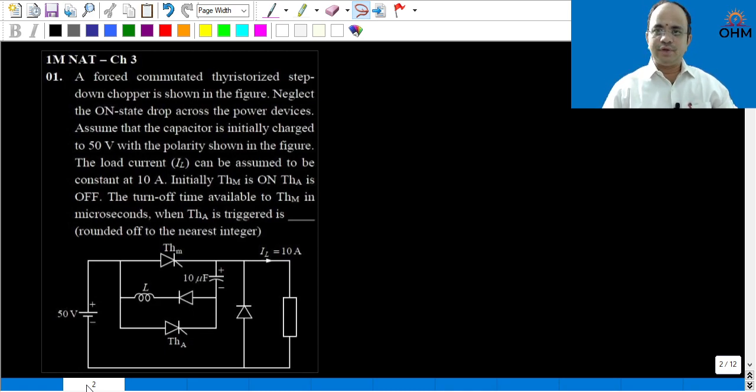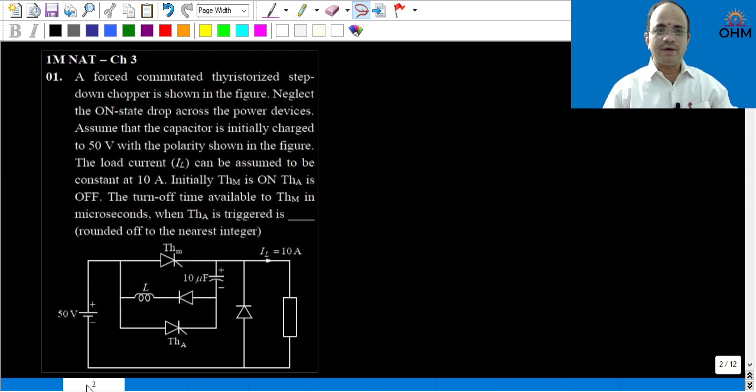Now, here in this video, the first question is: a forced commutated thyristor step down chopper is shown in the figure. Neglect the on-state voltage drop across the power devices. Assume that the capacitor is initially charged to 50 volt, that is nothing but source voltage, with the polarity shown in the figure. The load current can be assumed to be constant, that is 10 ampere. Initially THM, that is nothing but the main thyristor, is on, and THA, that is the auxiliary thyristor, is off.